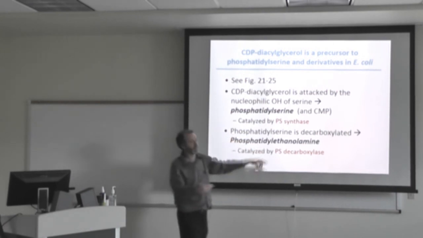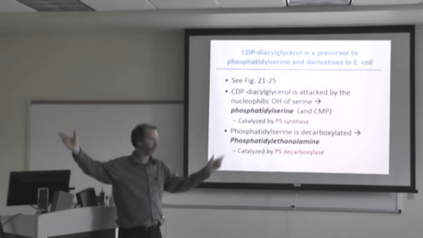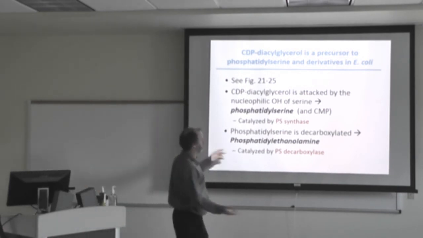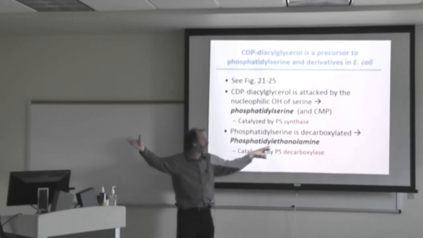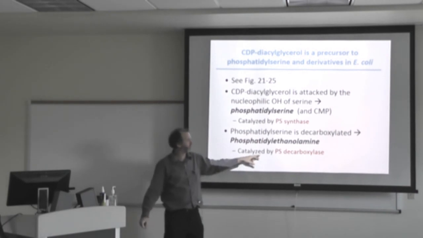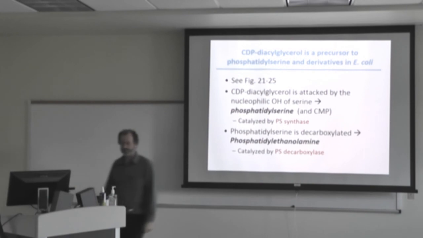Phosphatidylserine can be decarboxylated because it's got a carboxyl group on the other end of that serine, and an amino group. And when you decarboxylate that carboxyl group, because remember serine's an amino acid, that forms phosphatidylethanolamine, and that's catalyzed by phosphatidylserine decarboxylase.